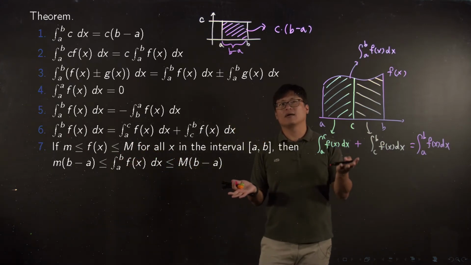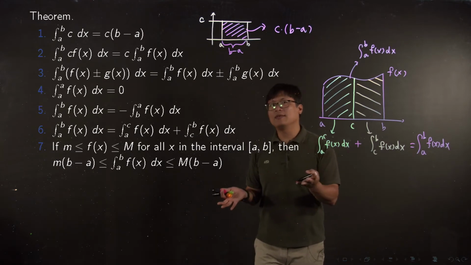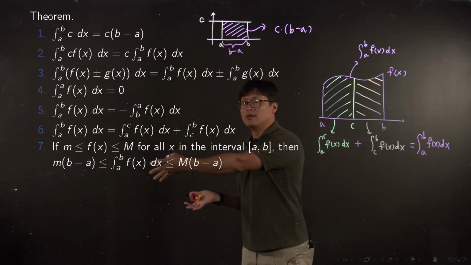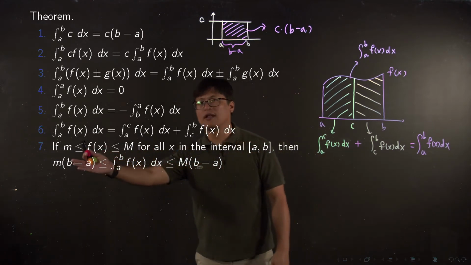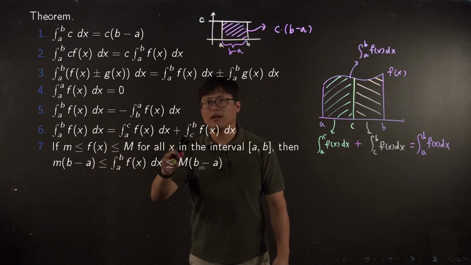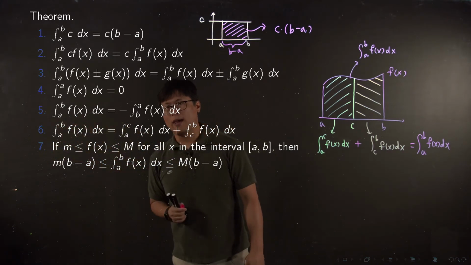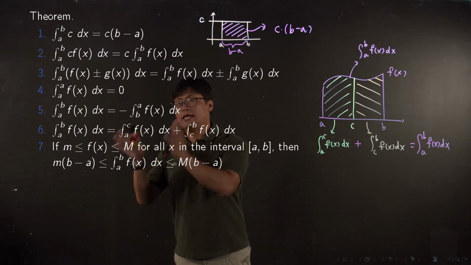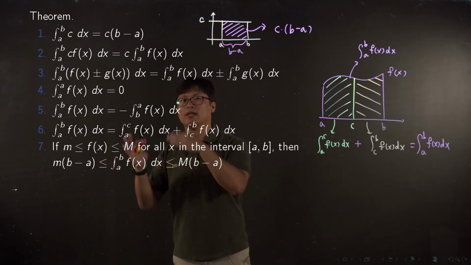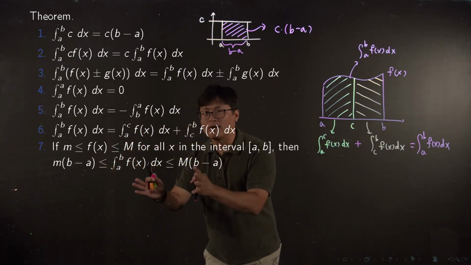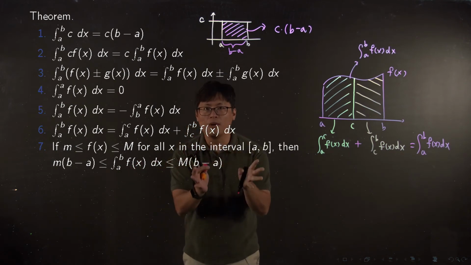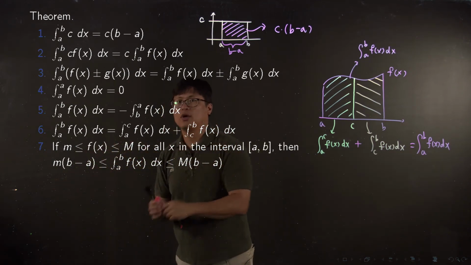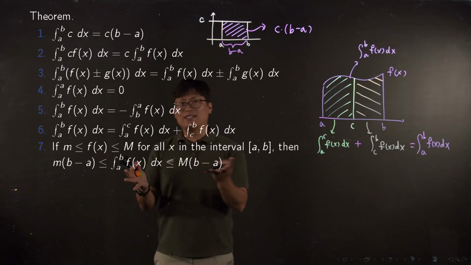So now let's talk about number 7. Number 7 is about the upper bound and lower bound. Let me tell you in words what this means. First of all, your function f has an upper bound capital M and a lower bound small m. As long as your function itself has an upper and lower bound, then the integral of your function will have an upper and lower bound in these forms. So it really makes sense.